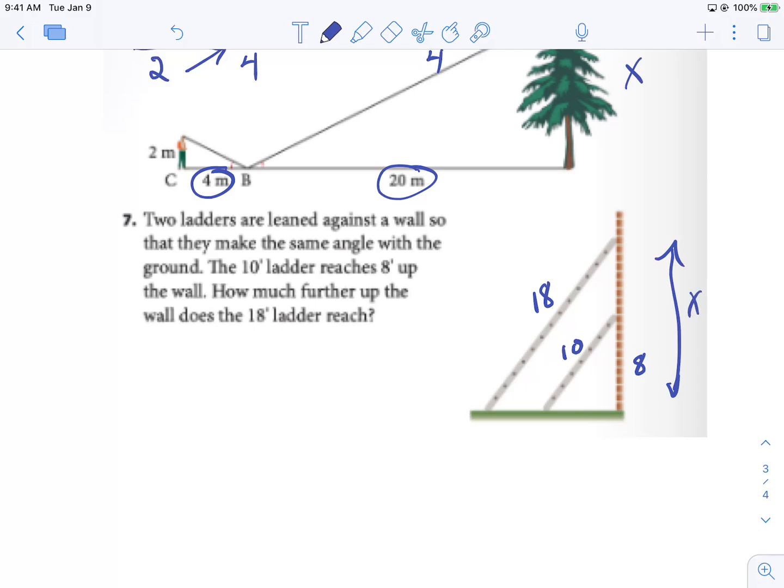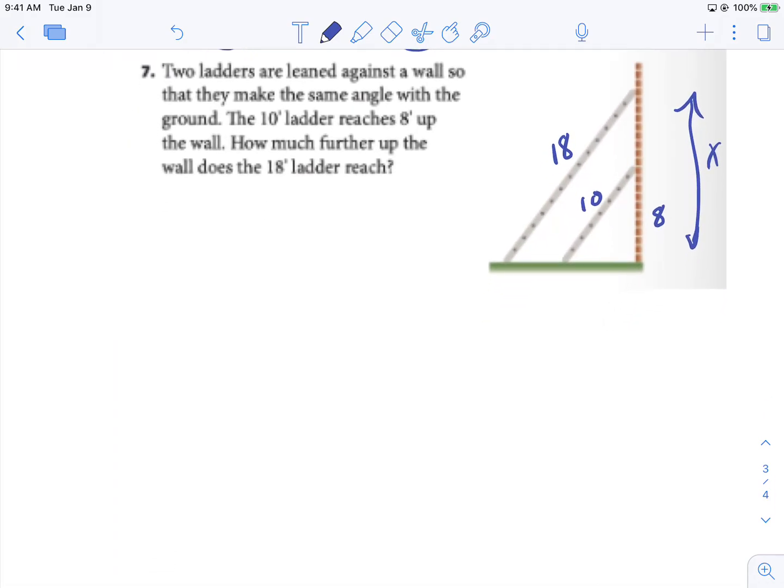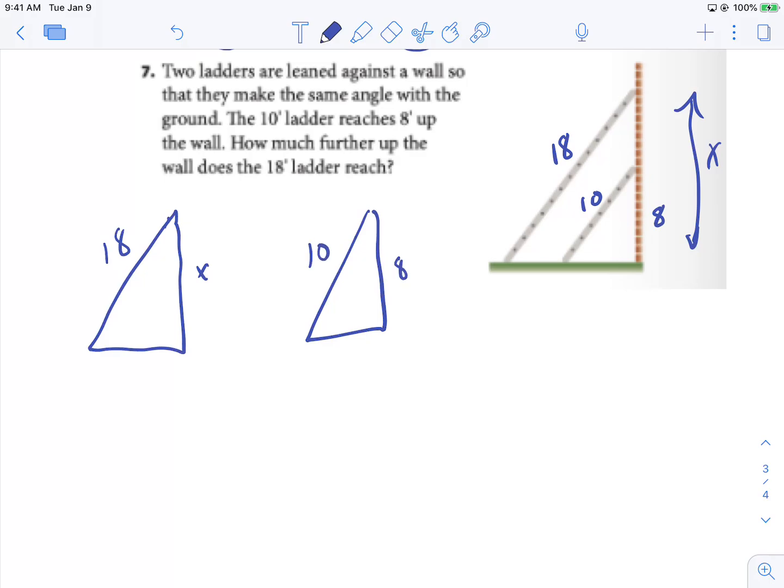And this might be a little tricky to understand just by these diagrams here, so let's redraw them. So we have our 18-foot ladder here, and we want to figure out what's the height that way. And then we have our 10-foot ladder, and we know the height, it goes 8 up the wall. So let's figure out what is our x. We have set up our ratios. X, what is it similar to? It's similar to the 8 equals our 18 divided by our 10.